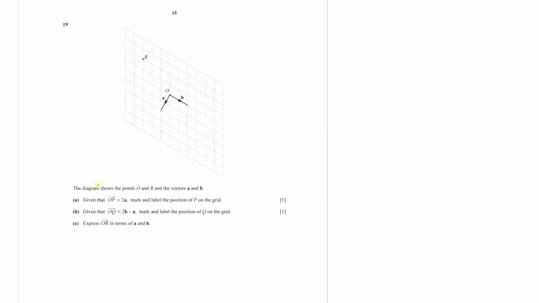So question 19: the diagram shows the points O and R and the vectors A and B. Part A: given that OP equals 2A, mark and label the position of P on the grid.